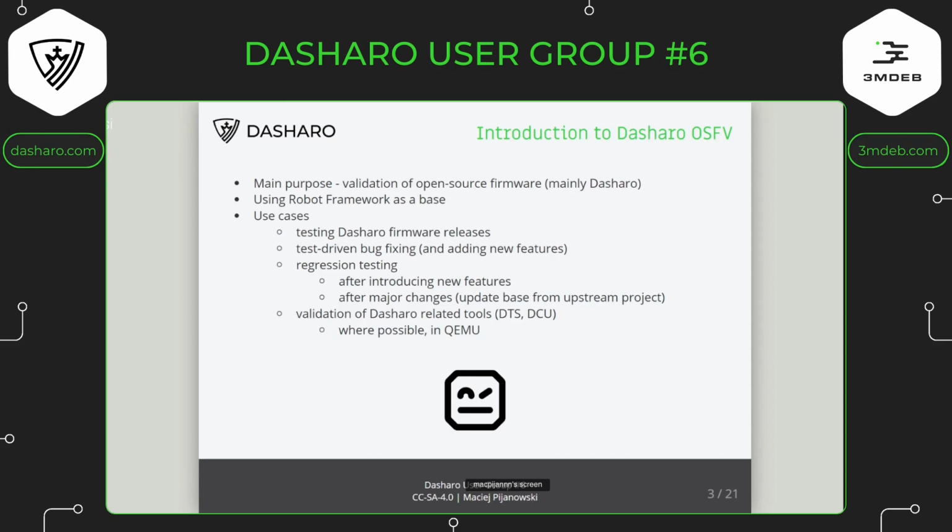And what are the use cases? So obviously, testing Dasharo firmware releases. Each release is tested using the same growing number of tests, and we are publishing the results in various forms with each release notes. On top of that, we can use single tests for test-driven bug fixing or new features development. We are using regression testing after introducing new features to see if we don't break any additional stuff at the same time, or after some major changes like rebasing the code or the EDK2. That's also helpful.